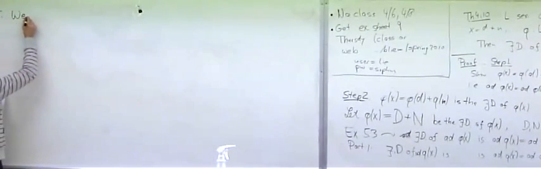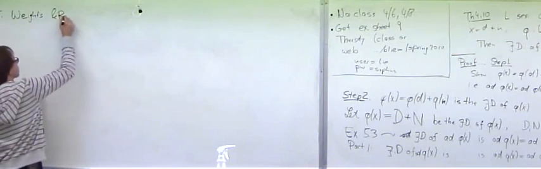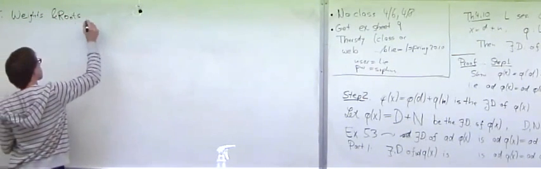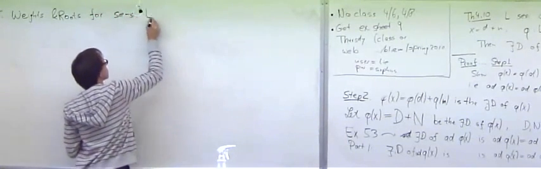So the title is Weights and Roots for semi-simple Lie algebras.